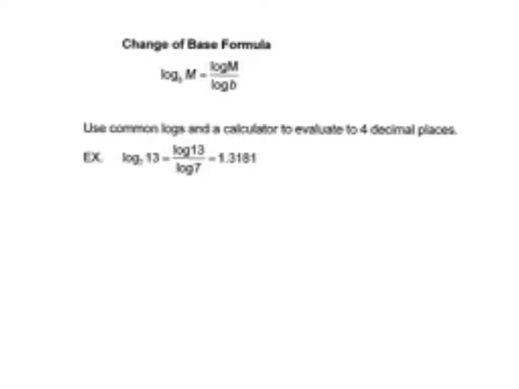Now, the button on your calculator is the common logarithm, which is just log base 10. So if you need your calculator to find the value of a log that's not base 10, you have to use the change of base formula, which is the formula log base b of m equals log m over log b. The base, which starts with b, goes on the bottom, which starts with b.